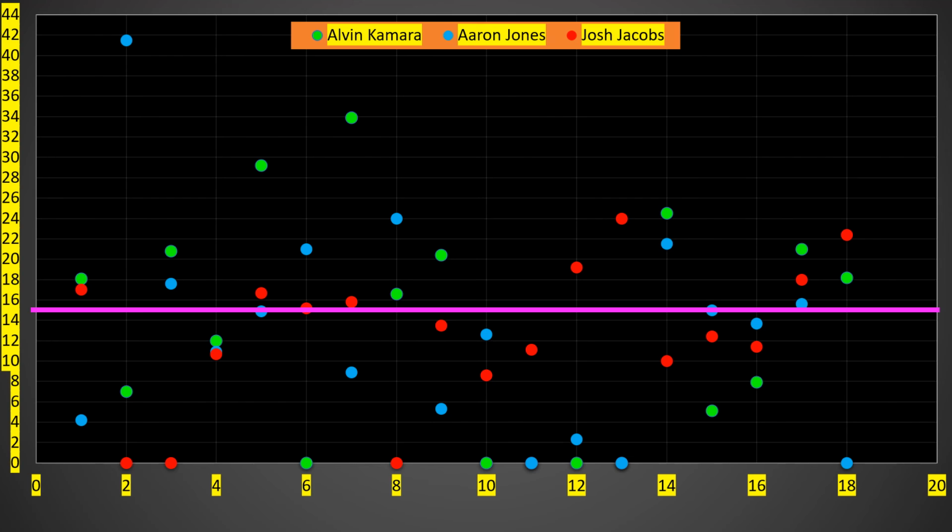Kamara is certainly above those, but now we're left with trying to tease out the difference. The consistency my metrics would say Jones over Jacobs, okay, and it's not close. But if you look and get into the data, it's closer than I would have thought.